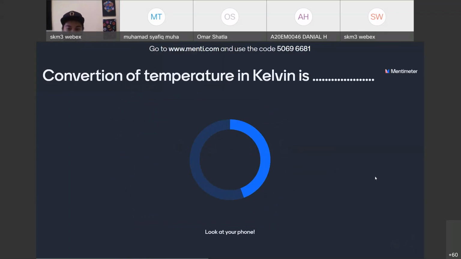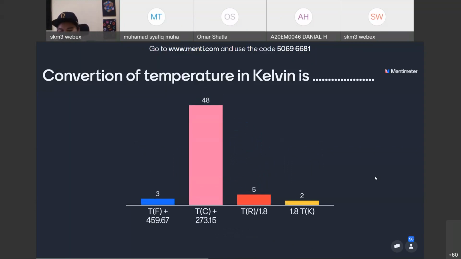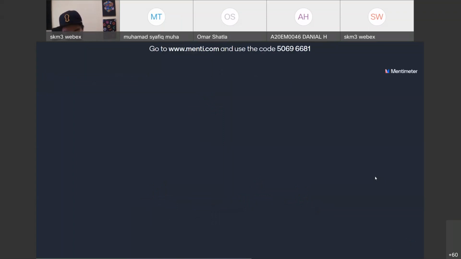Conversion of temperature to Kelvin is? Three, two, one. Kelvin, guys. Yes, the answer is Celsius plus 273.15, or Rankine over 1.8. Who will be the top score?